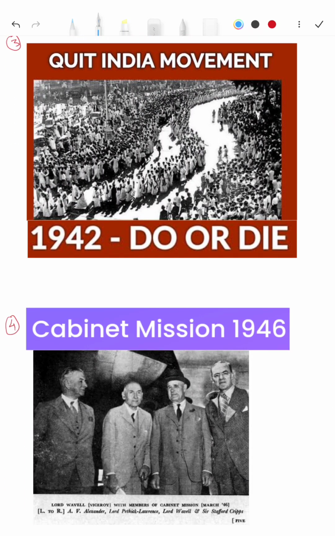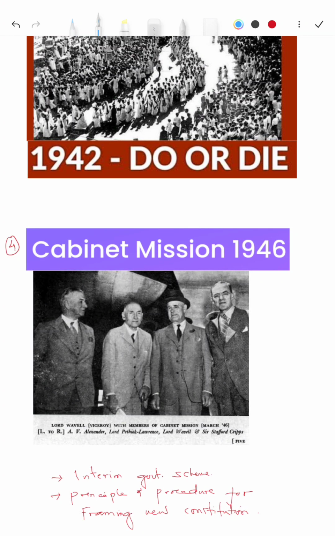Then we have another famous mission, the Cabinet Mission in 1946. A few questions have been seen based on the Cabinet Mission; questions about its members have been asked even in UPSC. The members, from left to right: this is Alexander, then Lord Patrick Lawrence, and Lord Wavell, who was the Governor General or Viceroy of that time.